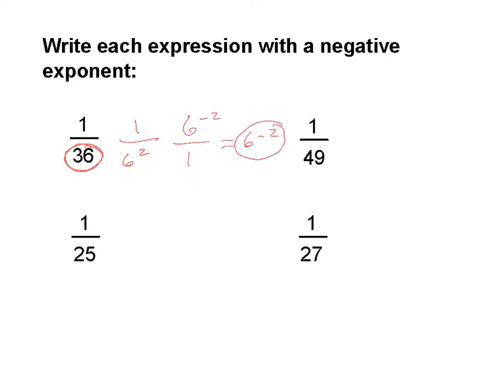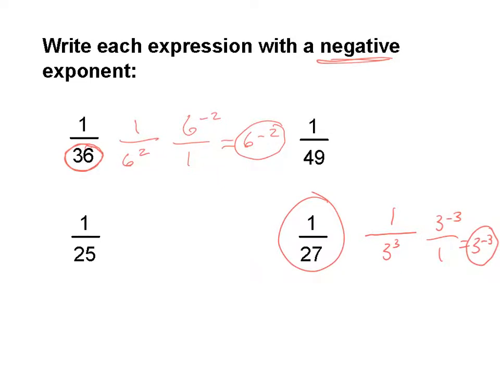Okay, let's do one more like that. Let's do this one right here, okay? Can you think of a number times itself once or twice or a bunch of times that equals 27? Let's see. How about 3? 3 times 3 times 3 is 27, right? So 3 to the 3rd power, right? And then if we flip it, they want us to write with a negative exponent. So if we flip it upside down, we can make the exponent negative. And so there's our final answer, right?